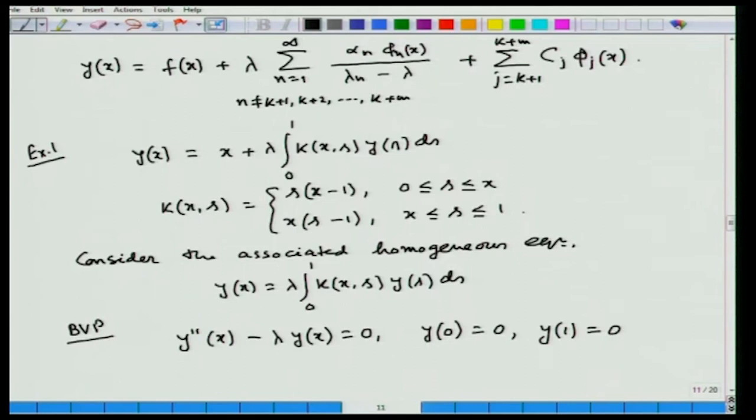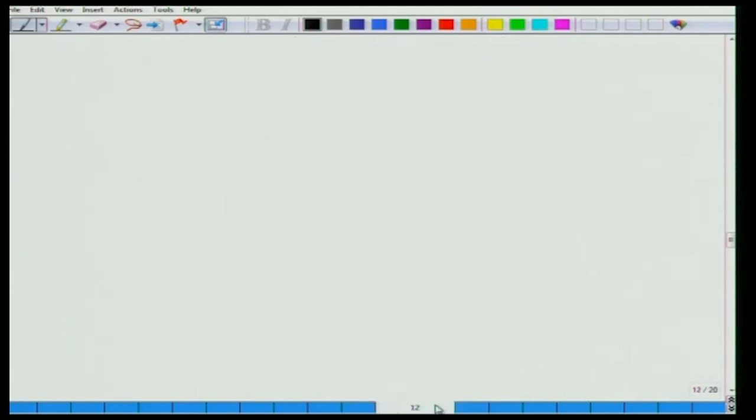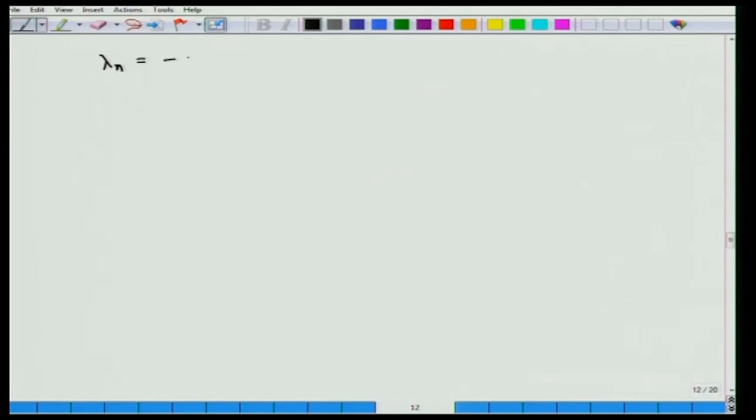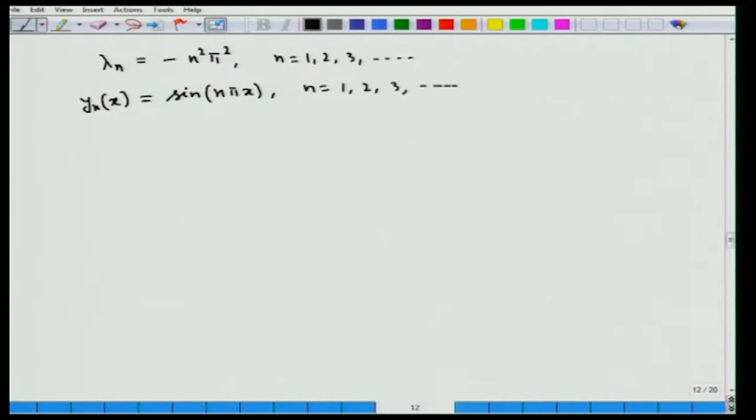And using the standard procedure of eigenvalues and eigenfunctions for this particular problem, you can calculate that the eigenvalues exist whenever lambda is negative, and in particular the eigenvalues are given by lambda_n equal to minus n squared pi squared, n equal to 1, 2, 3 and so on, and the corresponding eigenfunctions y_n(x) equal to sin(n pi x). For these eigenfunctions, we can calculate the corresponding set of orthonormal eigenfunctions, that is phi_n(x), which will be root 2 sin(n pi x).